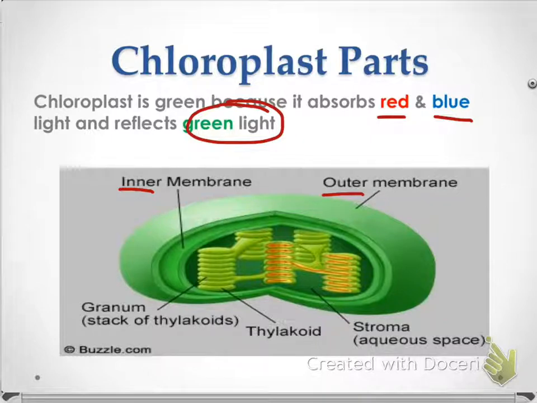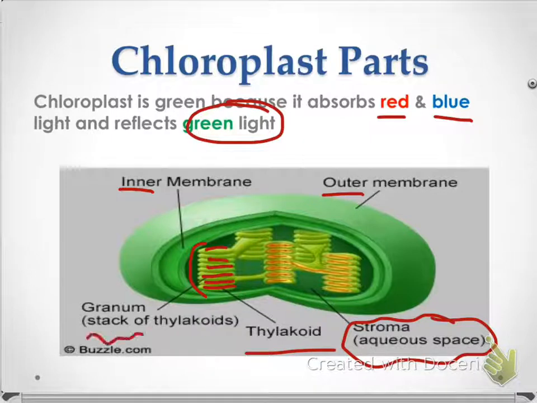The stroma is the aqueous space. Aqueous means like a watery space. So it's all of the space inside of the chloroplast. The granum is this whole stack. Kind of reminds you of candy. The thylakoid is each individual one within the stack. So the grana is a stack of thylakoids.